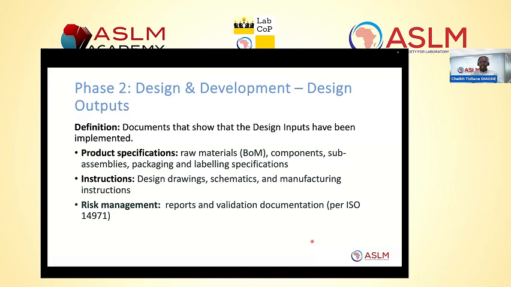Then you have your design outputs. You have inputs and outputs. Your design outputs will be the documents that will show that the design inputs have been implemented. They are product specifications, for example, the raw materials or the bill of materials, your components, sub-assemblies, packaging, and labeling specifications. They will include your instructions, the design drawings, schematics, and manufacturing instructions, and also all the reports and validation documentation of your risk management plan.